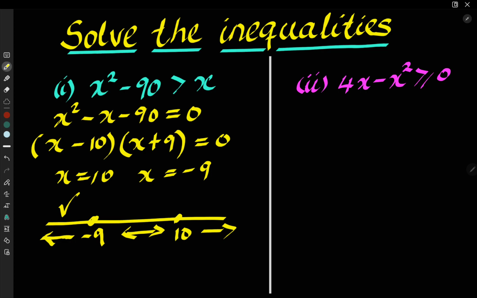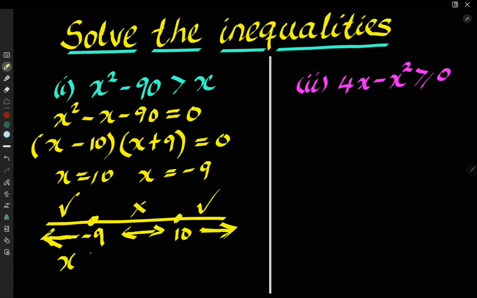So 0 minus 90, that is negative 90. Is negative 90 greater than 0? That is false. Then you check a value here. You just take maybe a value like after 10. So you just take a 20. So you say 20 squared, that is 400. Minus 90, that is 310. Is 310 greater than 20? Yes. So wherever you've got ticks, remember, that is your solution. So the answer is here and also on that side.